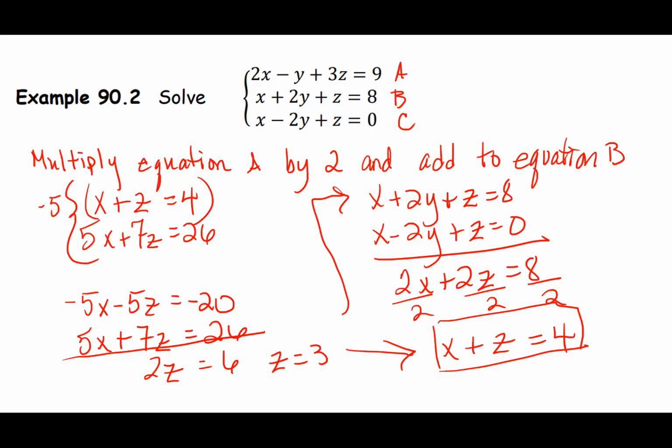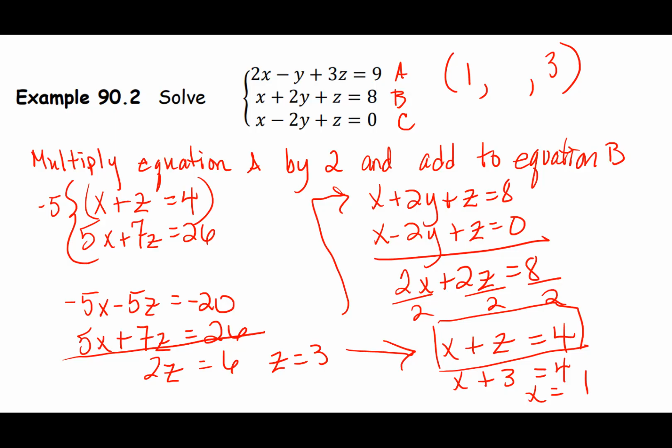If I look over here, I can see that x plus z is 4. That means that x plus 3 is 4, which means that x is 1. So I've got my x, which is 1. I don't know my y yet. And I've got z, which is 3. So I'm going to go ahead and put that there. And then I can go back and find out what y is.